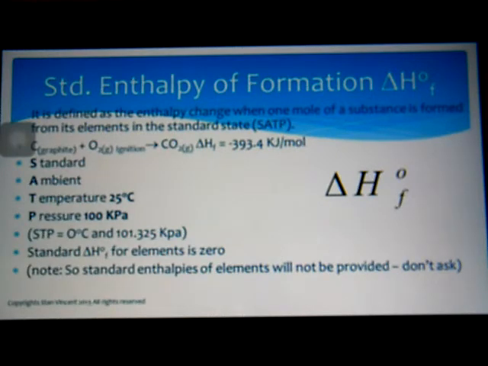Here is how you will represent the standard enthalpy of formation. Delta represents change, H represents enthalpy, 0 represents the standard conditions, and F represents the heat of formation or enthalpy of formation.